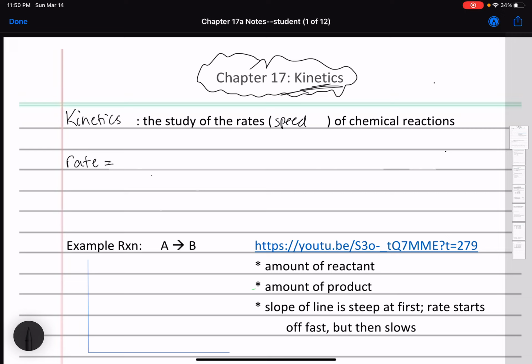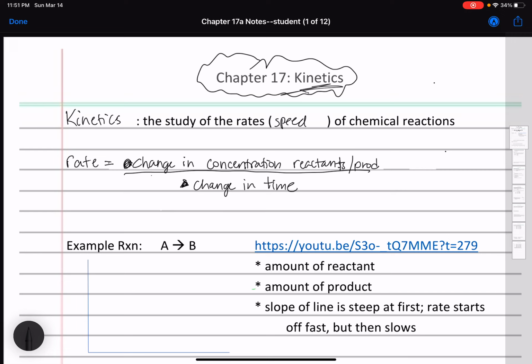Well, it's the change in the amount of substances produced divided by the change in time. So it's the change, and we measure the amount by concentration. So it's the change in concentration, and it can be the change in concentration of reactants or products, over the change in time.